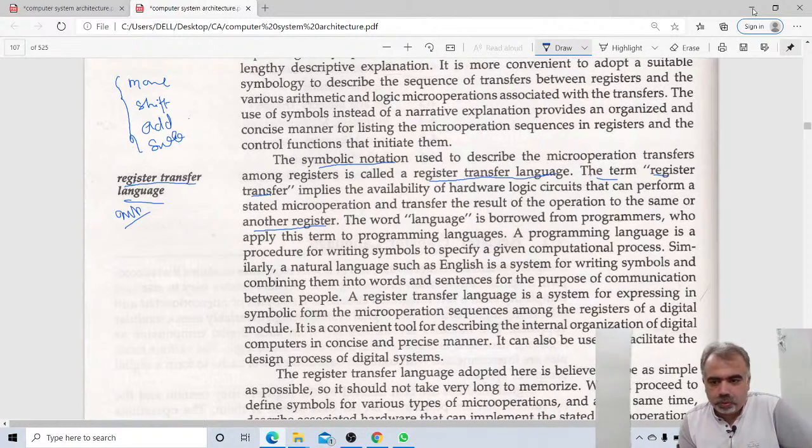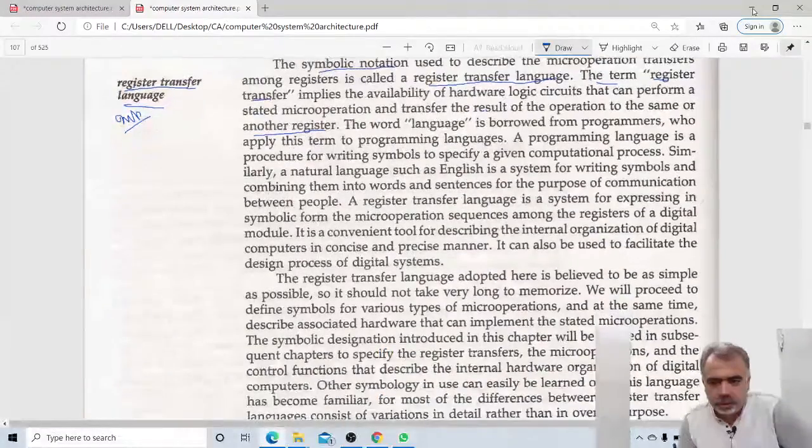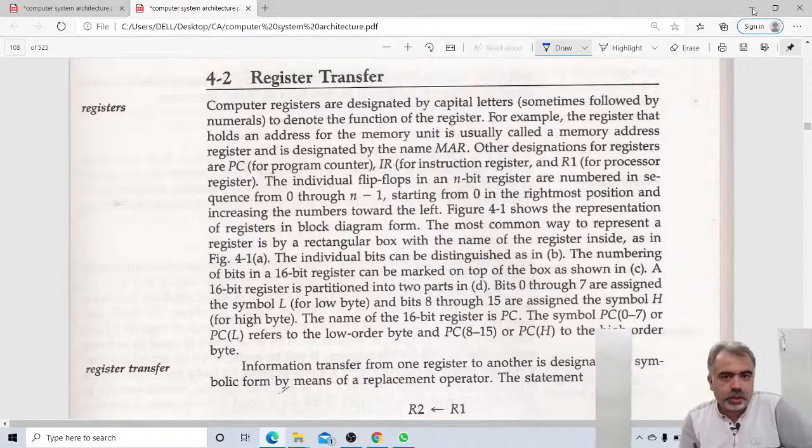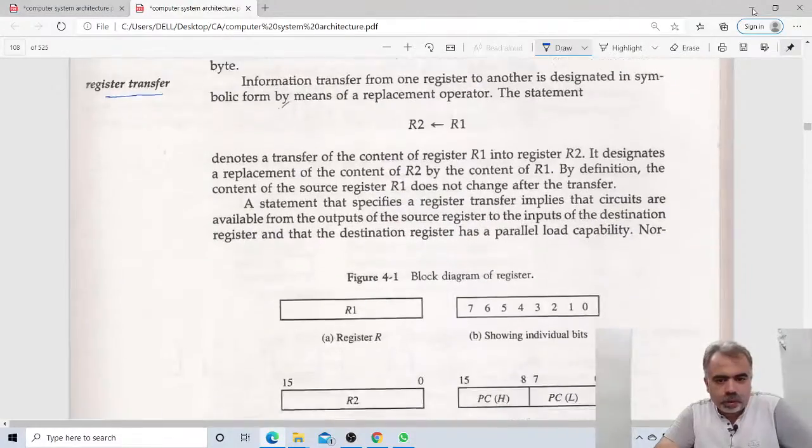Let me move forward quickly. Now, what are registers, and what is register transfer? These are two separate things. To understand registers, first of all you have to understand that in the computer there are several kinds of registers present, not a single kind of register. Let me first go through the various types of registers that are present.